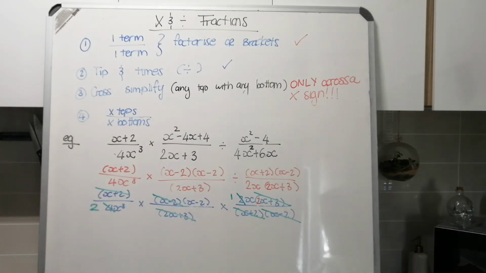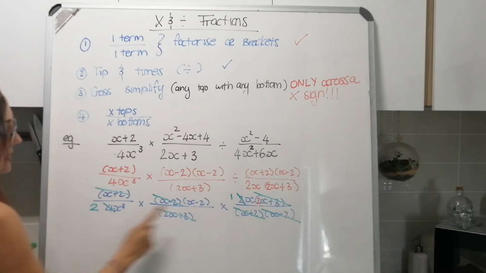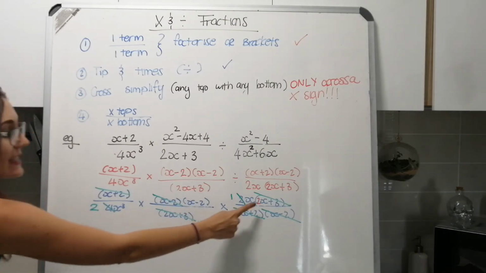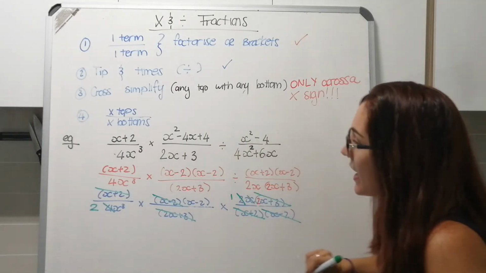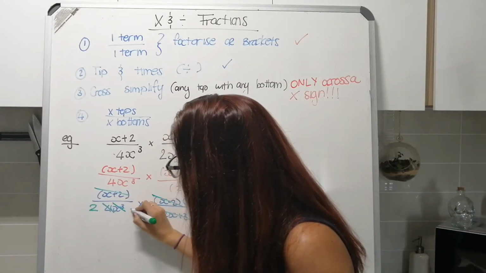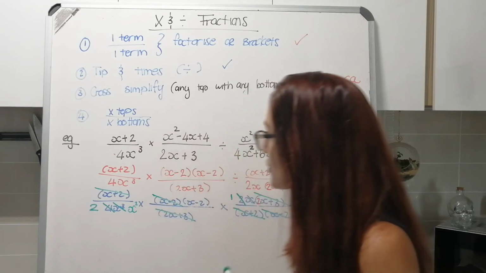Then I move on to my letters. My only letters are this x and this x cubed. And x can go into x cubed. So we cancel that x, and we cancel one of these 3 x's, so we're left with x squared.